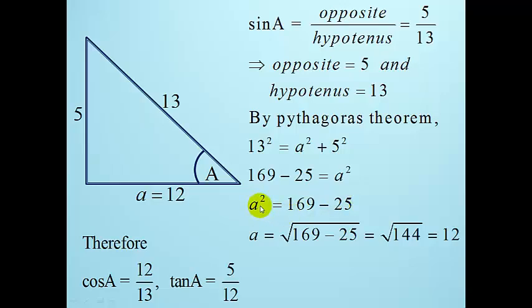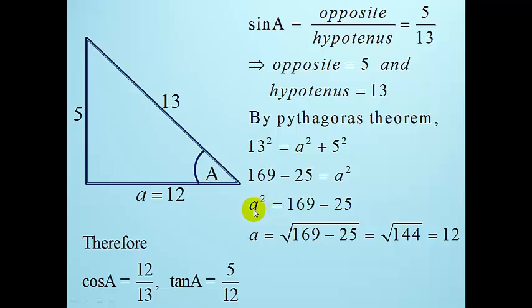Now remember that we are solving for the length a. And here we have a squared equals 169 minus 25. So we have to take the square root of both sides so that we can do away with the exponent 2. And our a will now come out. Now a will be equal to the square root.